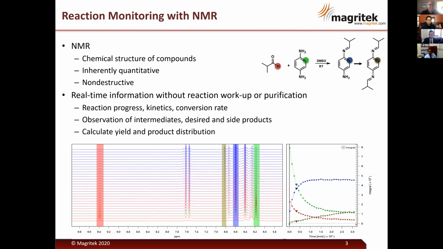So on the screen here is an example of a reaction monitoring that I've done here in the lab. This is a diamine formation reaction. The stack plot down here is a 1D proton spectra collected during the reaction progress. And then the integral values are plotted here in the integral versus time plot. So we can observe the change in concentration of the different chemical species during the reaction.